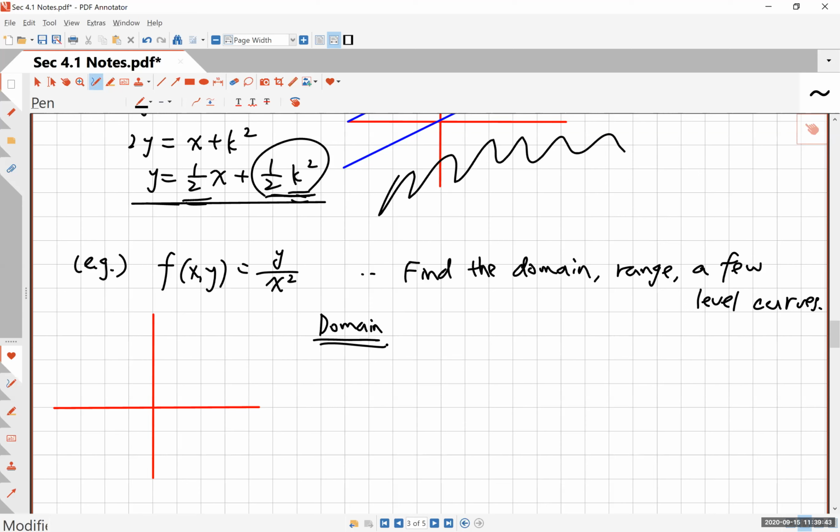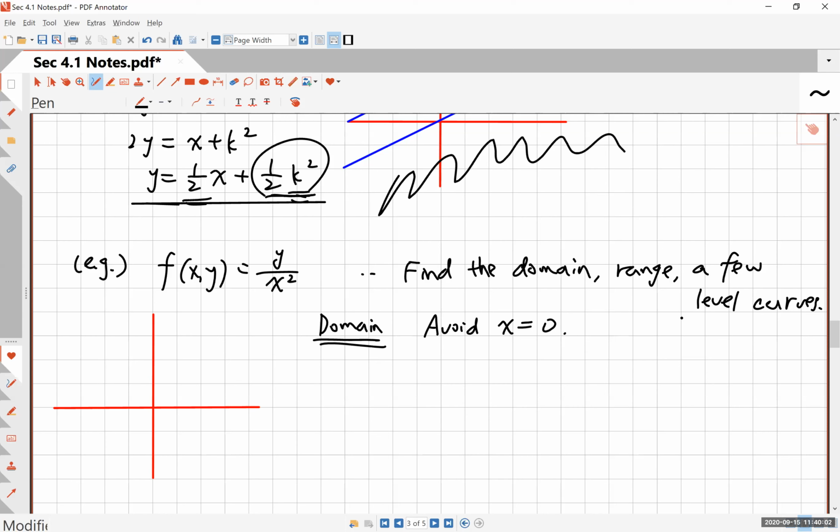Okay, so we will first find the domain. Can we accept every x and every y? Well, y is okay, but x has some problems, right? You want to avoid x being equal to 0, x squared being equal to 0, but that's the same thing as x is equal to 0. All right, so what is a domain?